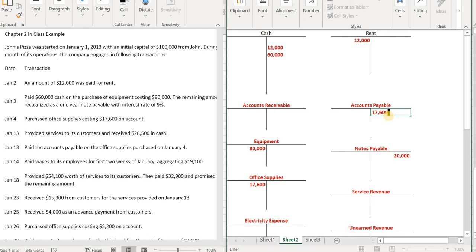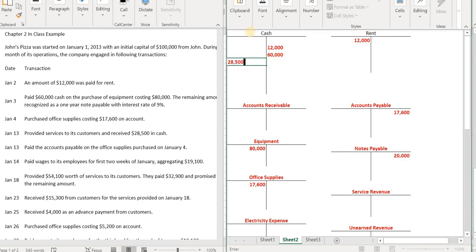It's January 13th. Provided services to its customers and received $28,500 in cash. So did we do the work? Yes. Services, so that sounds like revenue. And we got cash. So it sounds to me like revenue is going to increase and cash is going to increase. So go ahead and increase both of them. Okay, I'm going to increase cash by, how much was it again? $28,500.